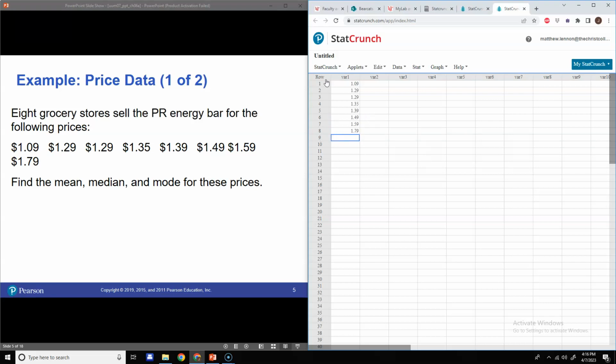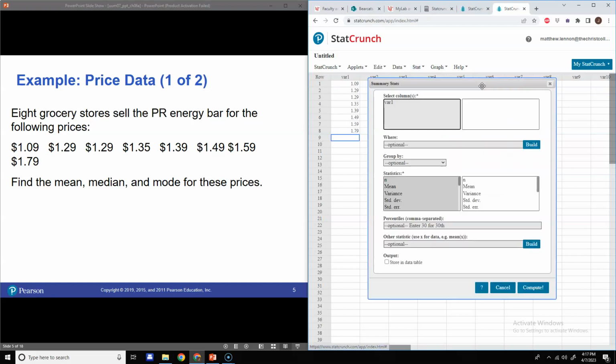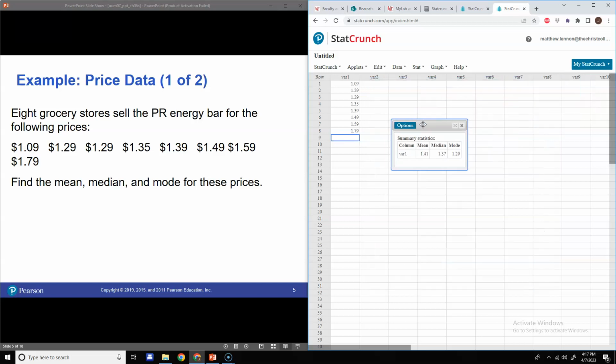Okay, so we've got 8 values there in variable 1. The way we find what we want is to go to Stat, Summary Stats, and we typed them in by column. So just select the variable, and then there are all these different statistics that it'll measure from it. Let's just do the ones they asked for. You have to hold down Control when you're selecting these things. The mean is the first one, and then holding down Control, I'll also select the median, and then see if we can find mode. There it is, so there are our 3 measures. Just click Compute, and we get those statistics right there.